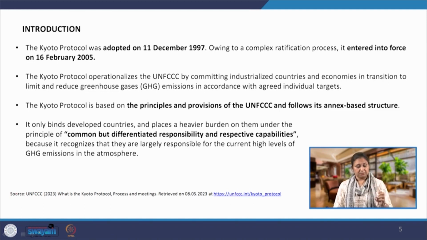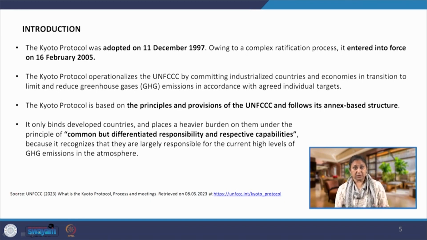It essentially is based upon the principles and provisions of the UNFCCC. It draws from that, the parent body remains UNFCCC, and it follows its annex based system. If you remember, we also saw there are several annexes to UNFCCC, and a similar structure has been adopted in Kyoto Protocol also. One interesting thing which has been followed in UNFCCC right from the beginning and all its conference of parties, its protocols and its amendments is that it puts a heavier burden on the developed countries, and it has a binding for developed countries, and there is hardly any binding for the developing countries and underdeveloped countries.